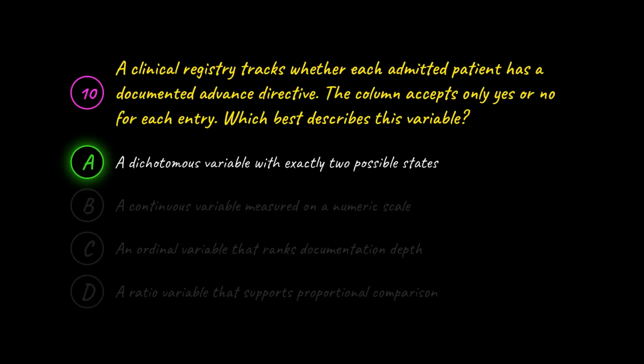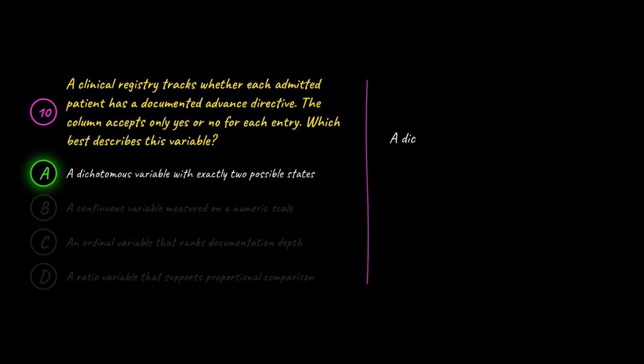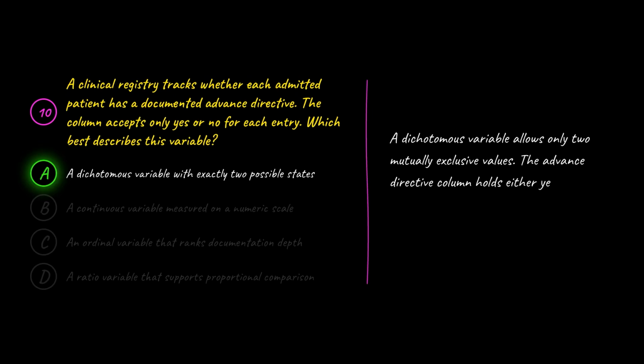The correct answer is A, a dichotomous variable with exactly two possible states. A is correct because a dichotomous variable allows only two mutually exclusive values. The advanced directive column holds either yes or no for every patient, which fits the definition exactly. Many clinical and demographic factors take this binary form.